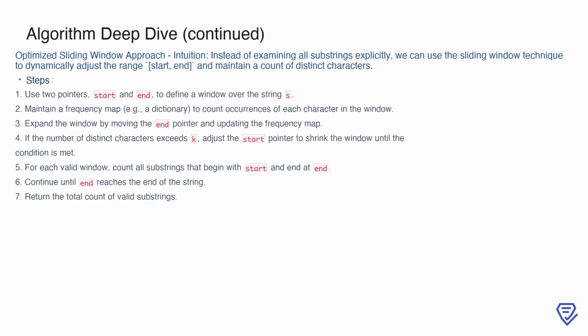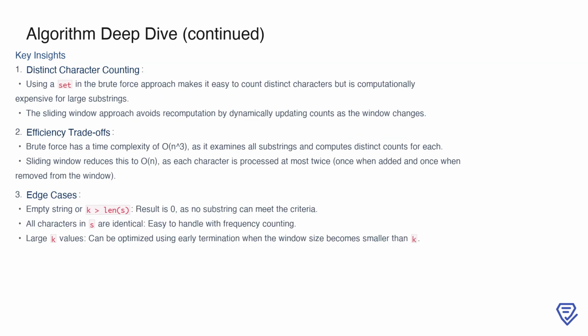For every valid window, we count all substrings that begin with the current start and end at the current end. This ensures that we efficiently count substrings without redundantly examining every possible combination. The process continues until the end pointer reaches the end of the string, at which point we return the total count of valid substrings. One of the key insights here is how we manage distinct character counting.